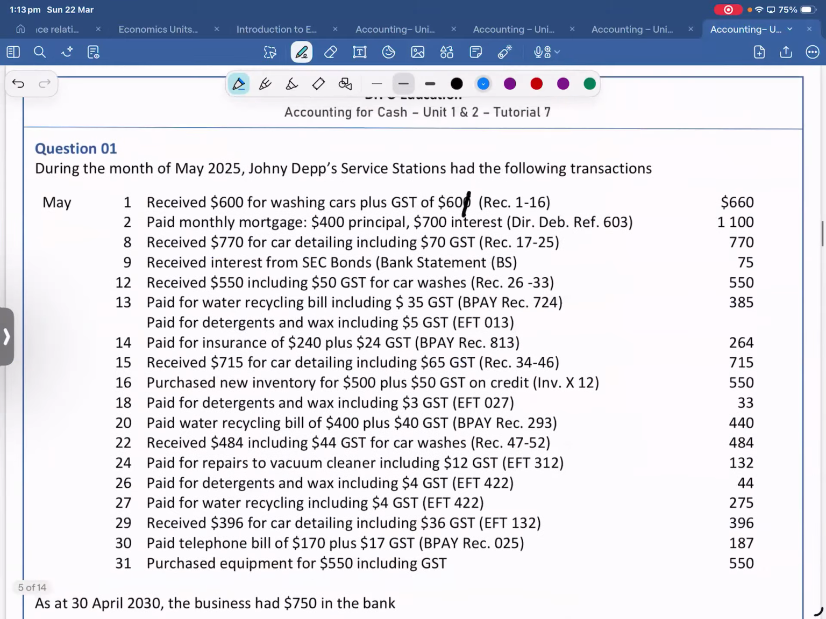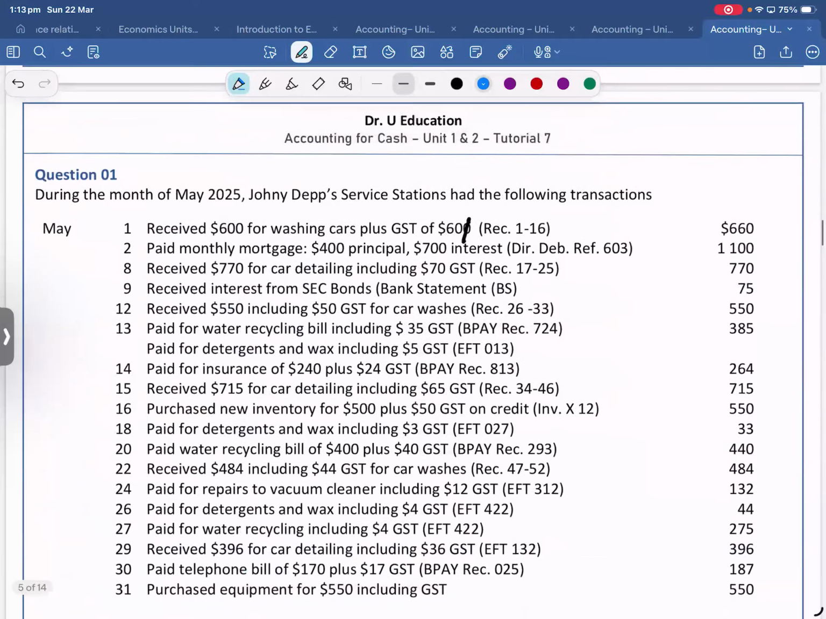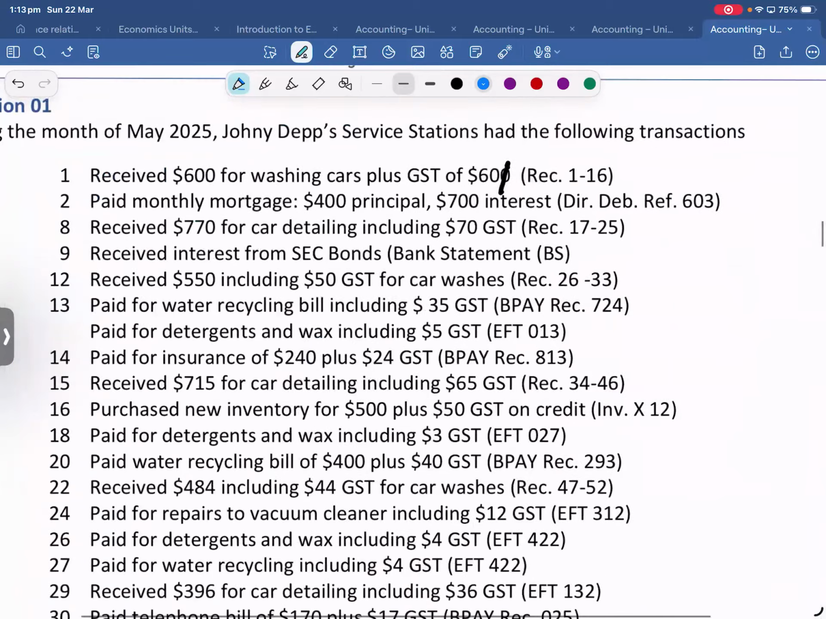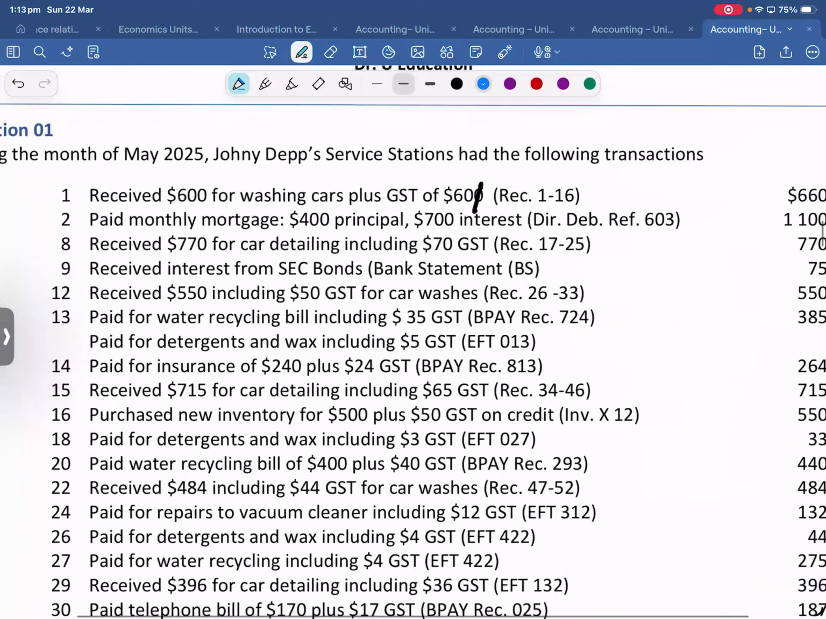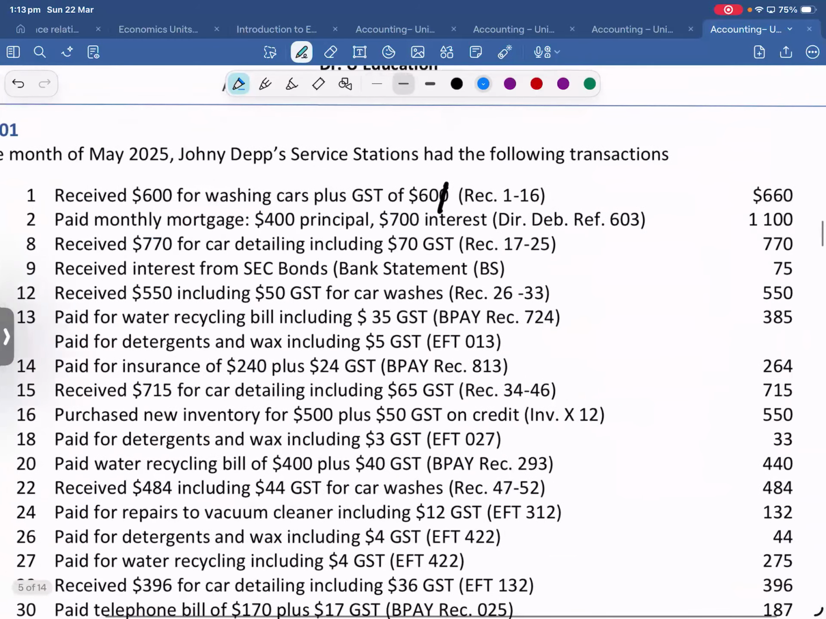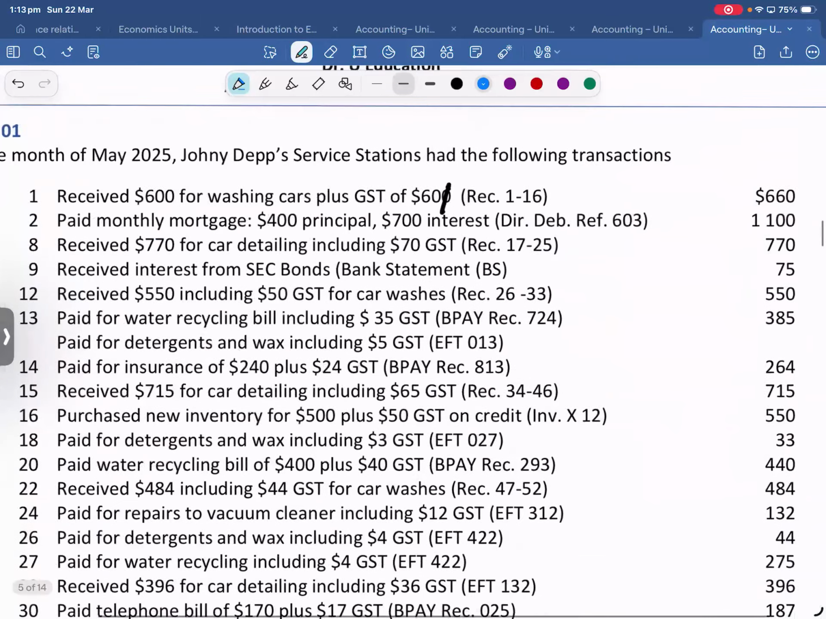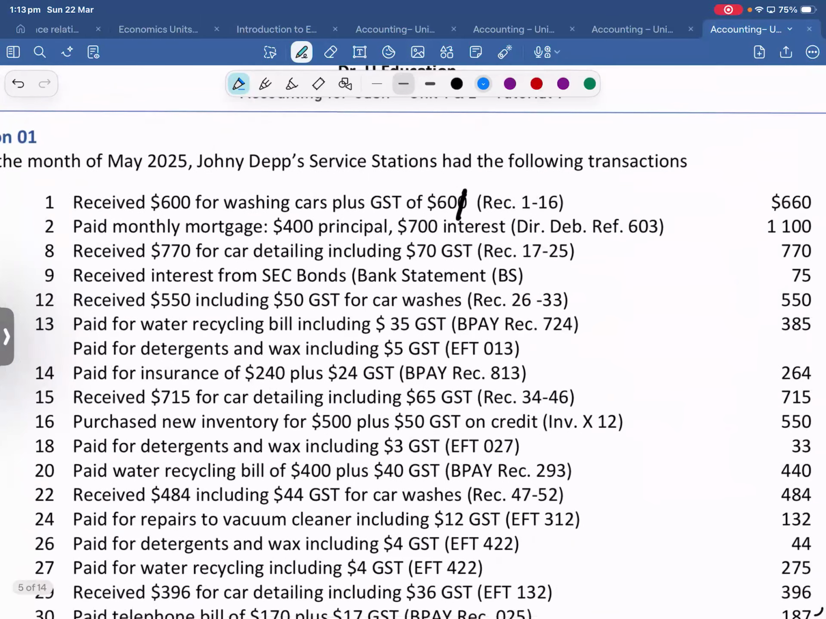Then, May 2nd, paid monthly mortgage, 400 principal, 700 interest, right? Altogether 1100. Paid monthly mortgage. Which journal do we record, receipts or payments? Very good. Payments we are going to record.